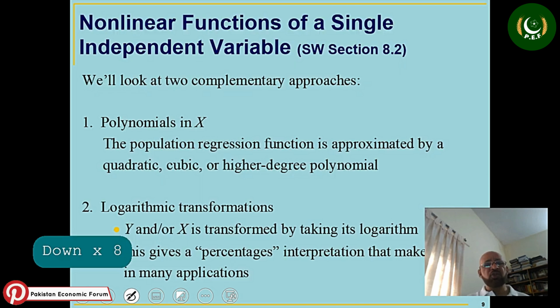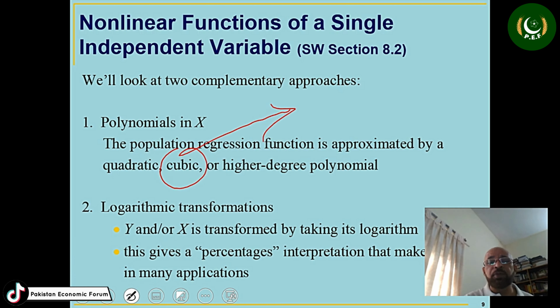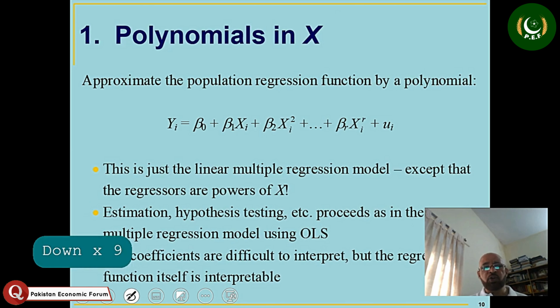You have 2 ways to capture nonlinearity in variables. One is polynomial in x. Fortunately, we don't need to go more than cubic models in social sciences, economics. So high degree polynomials are not usually required. The other is logarithmic function, where you have log of x or log of y, or both log of x and log of y. Why we take log of x or log of y, we'll discuss shortly. This is polynomial of degree r, and you have all standard OLS, standard inference. The only difference is that your coefficient interpretation will be different.